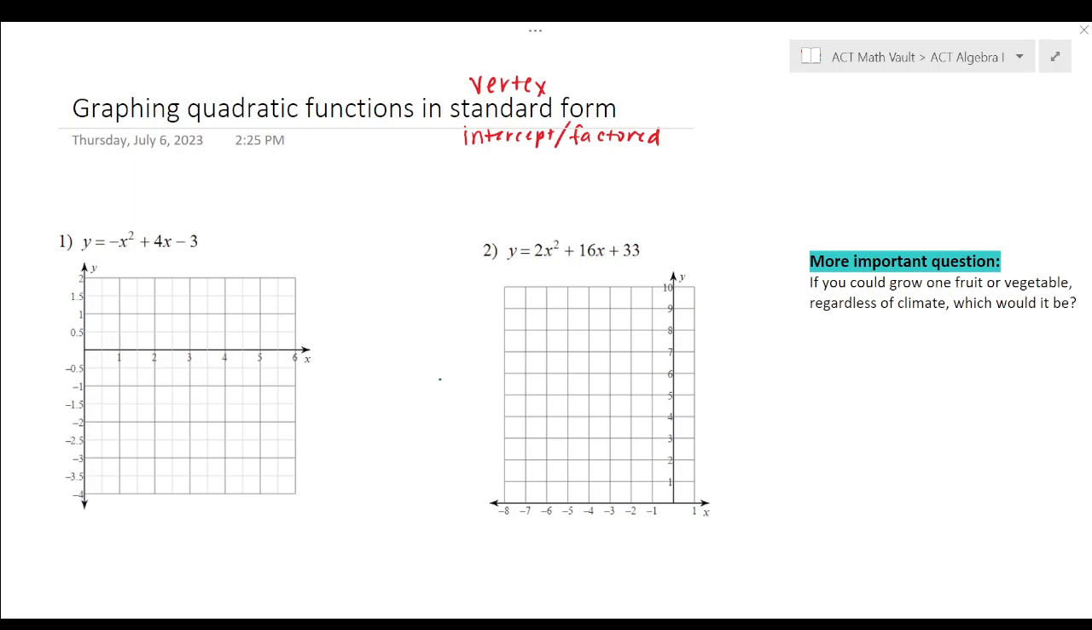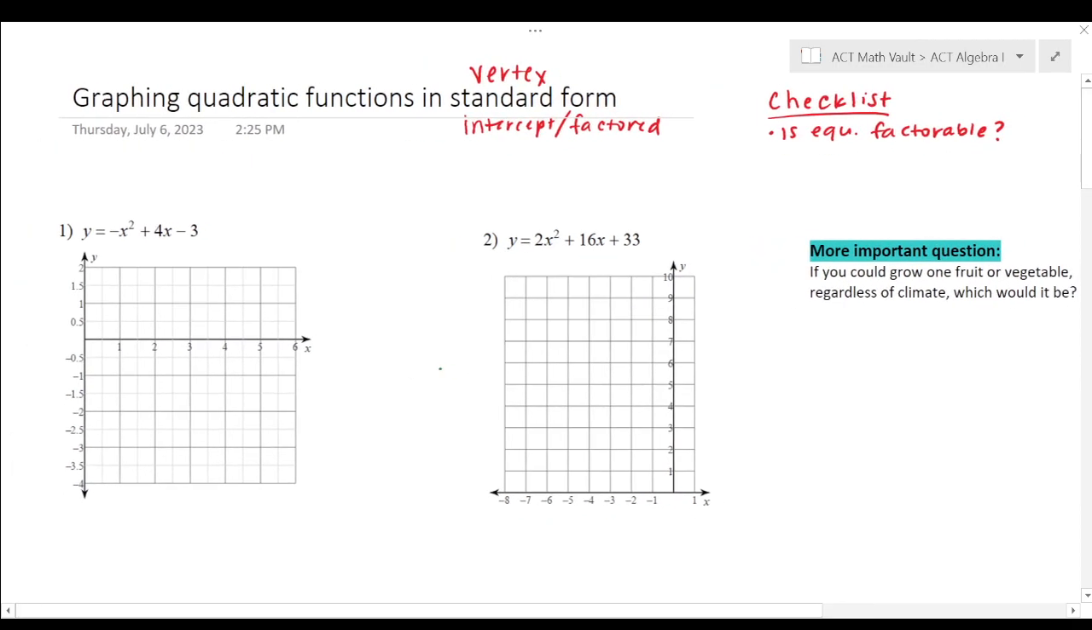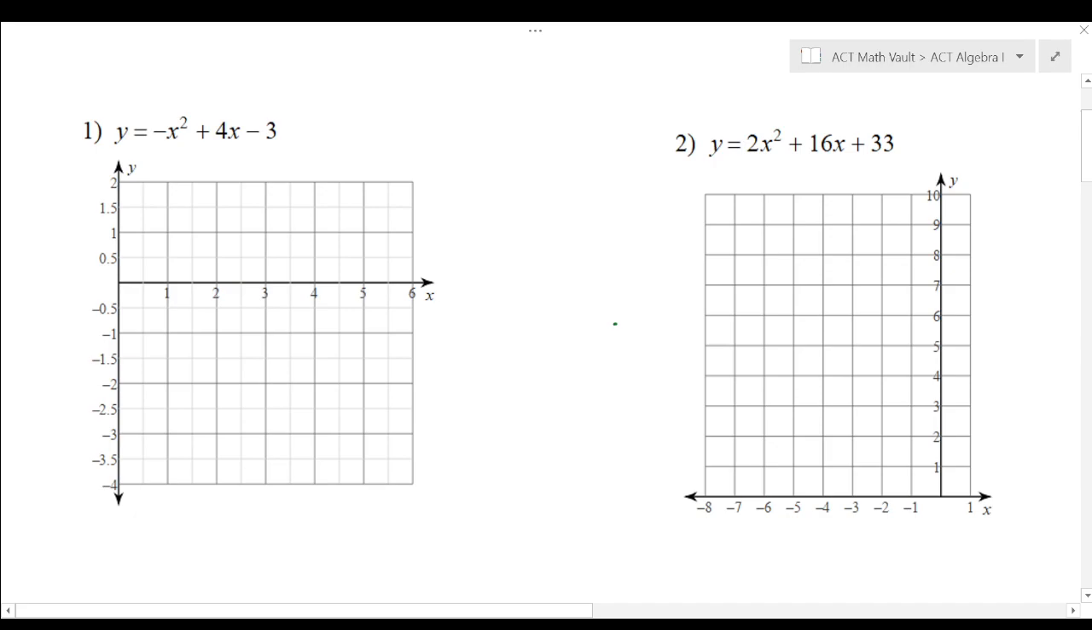So right away, the very first thing that you should try, and I'm going to take note of this, is a checklist question that you ask yourself: is the equation factorable? So let's try that. Let's try to factor this first trinomial into two binomials. Right when I see that negative x squared, I think, oh, I should probably take a -1 out of everything so I don't have to even mess with the negative.